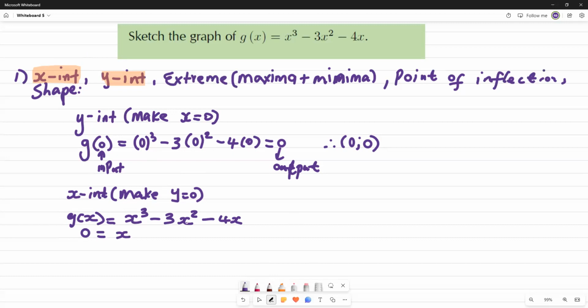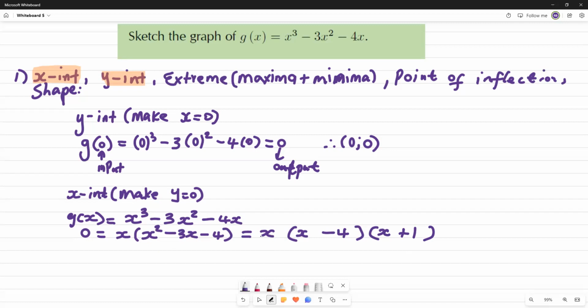Here I can see that there's a common factor of x, so I'm going to take it out. I'm left with x squared minus 3x minus 4, which is a rational trinomial, so it can be factorized. It's going to be x and x, then minus 4 and plus 1, so that minus 4x plus 1x gives you minus 3x.